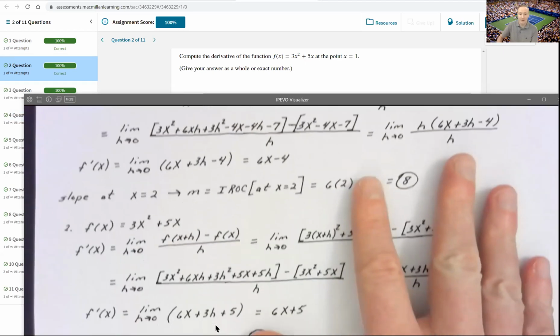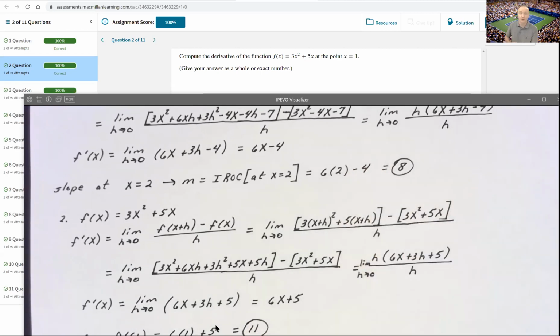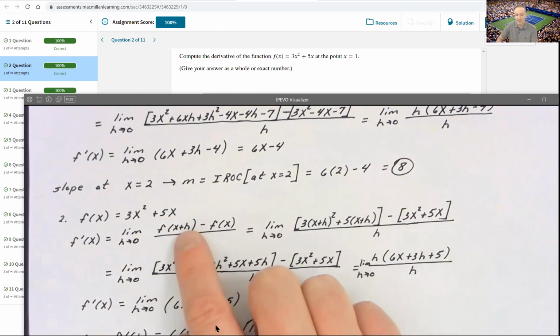It's asking me to compute the derivative for a different quadratic. It's similar but different. This time f of x is equal to 3x squared plus 5x. And I need to evaluate the derivative at 1. Now, the way I would rather do that is to find the derivative using one of our derivative definitions. Again, I'm using the f prime of x formula, where the limit as h approaches 0 of f of x plus h minus f of x over h.